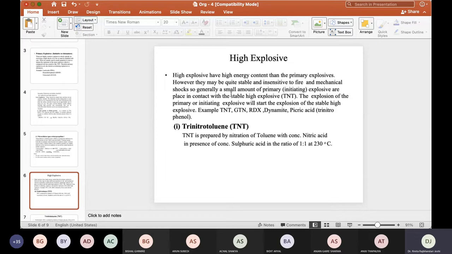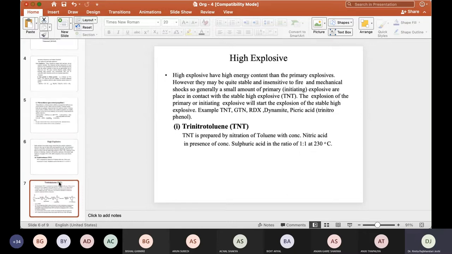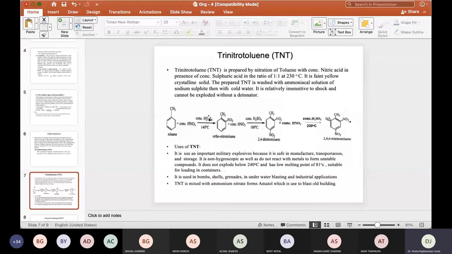If it is highly stable, then the primary or the initiating explosive is placed in contact with the stable high explosive. The explosion of the primary or initiating explosive will start the explosion of the stable high explosive. Here are the examples. And in our syllabus, you need the preparation and uses of TNT. TNT is prepared by nitration of toluene with conc. nitric acid in presence of conc. sulfuric acid in the ratio of 1:1 at 230 degrees Celsius. For the preparation of TNT, here are the step reactions.